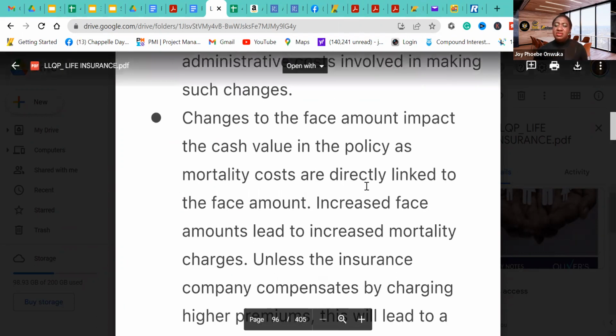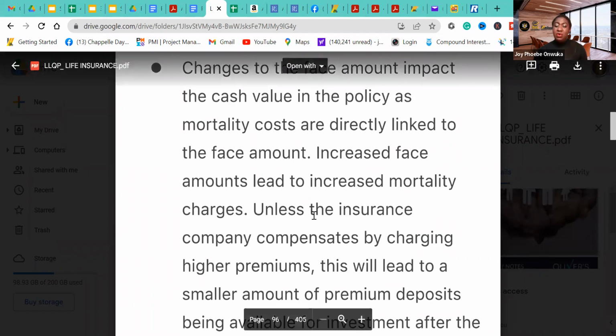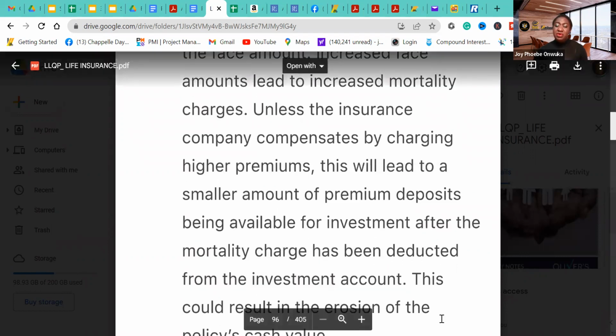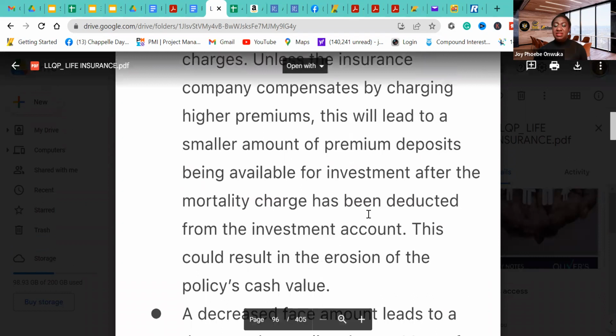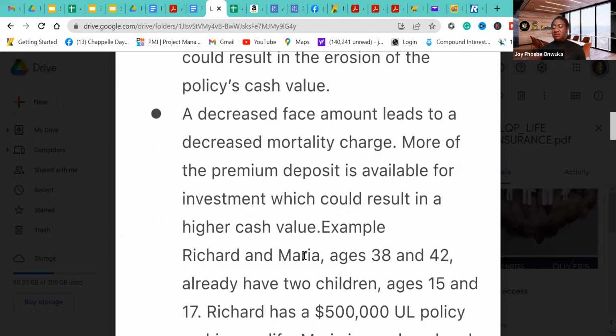All right. Changes to the face amount impact the cash value in the policy, as mortality costs are directly linked to the face amount. An increased face amount leads to increased mortality charges unless the insurance company compensates by charging higher premiums. And this would lead to a smaller amount of the premium deposit being available for investment after the mortality charges have been deducted from the investment account. And this could result in the erosion of the policy's cash value. This is pretty much straightforward, okay?